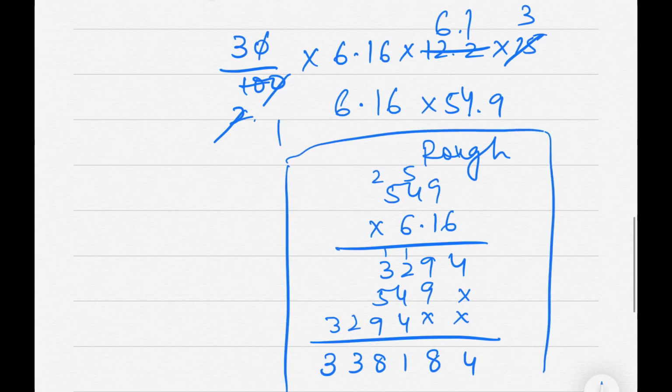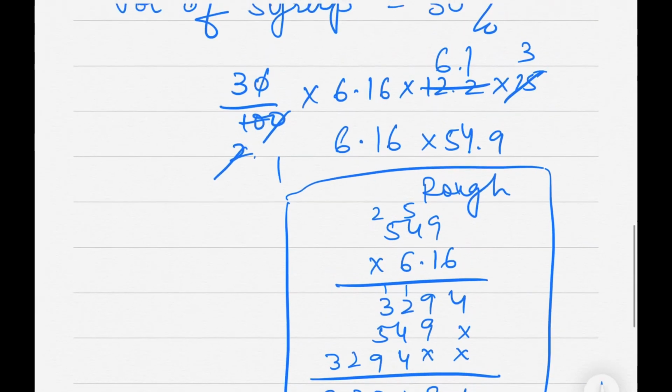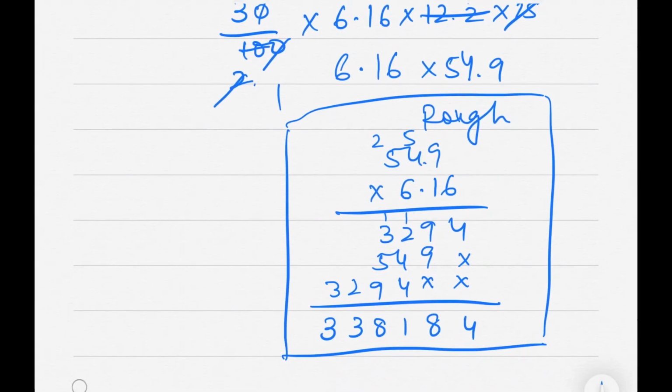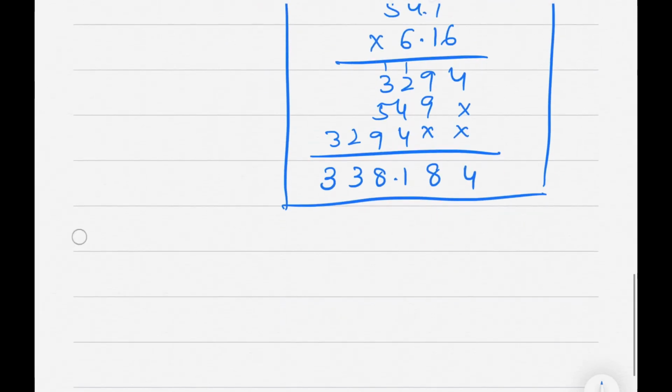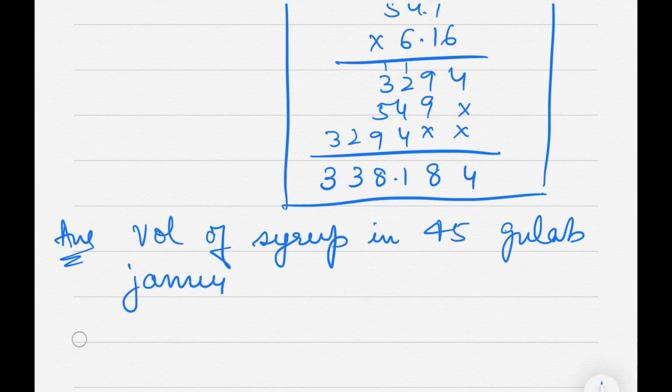So this was my rough work here. You can do it on the side of the page. So this, and how many decimal points now? So I had 3 decimal points, right? So 1 to 3 decimal points I have to put. So now I can say that volume of syrup, that's my answer, in 45 gulab jamuns is equal to 338.184. That's my answer.